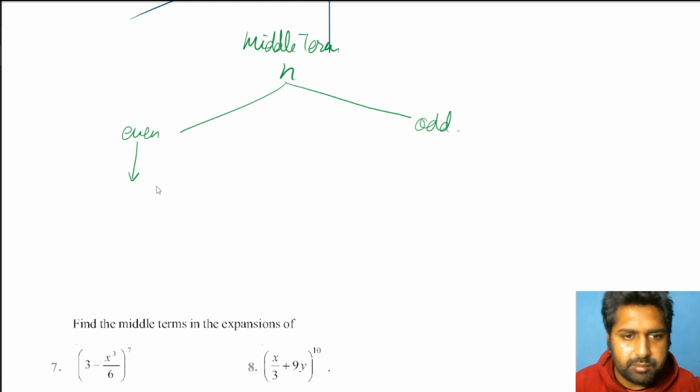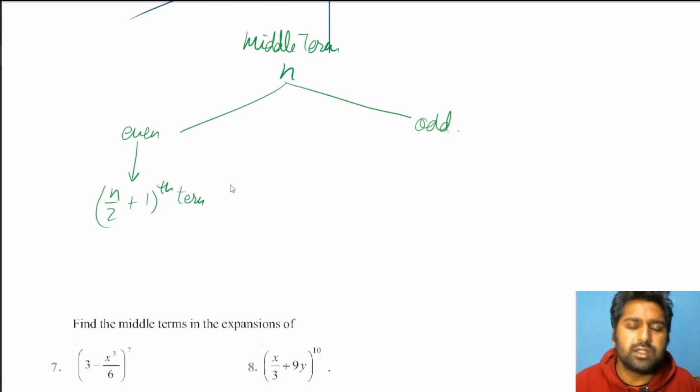So in the case of n being even, you will have one middle term, that is the (n/2 + 1)th term. Basically, "th" means this 4th, 5th, 7th, 8th, something like that. Remember, this is not the answer. This is just telling you which term will be the answer: T4, T5, T7, something like that.